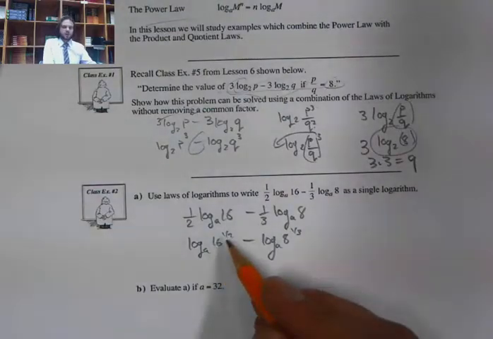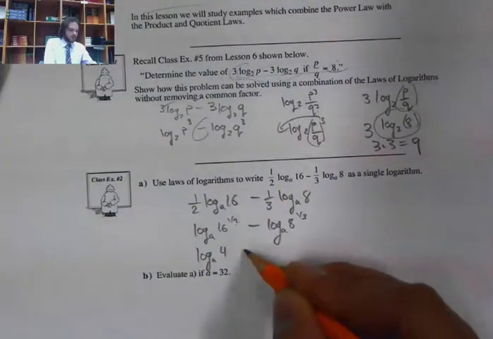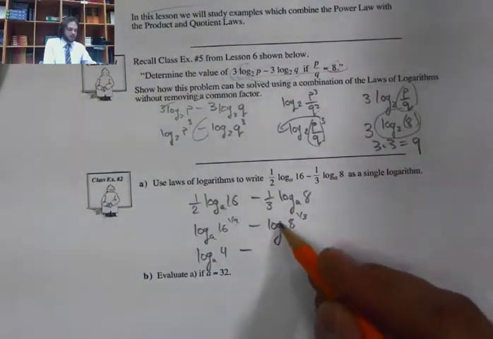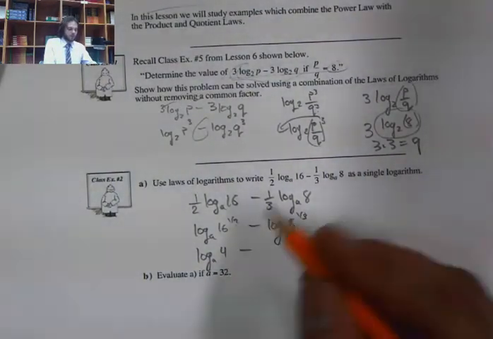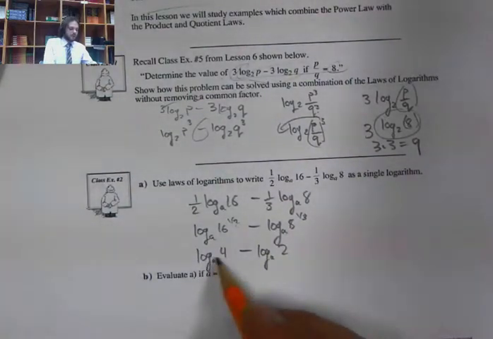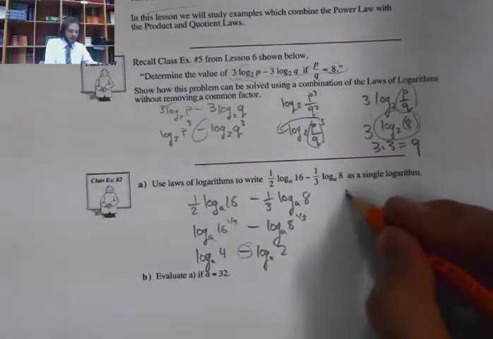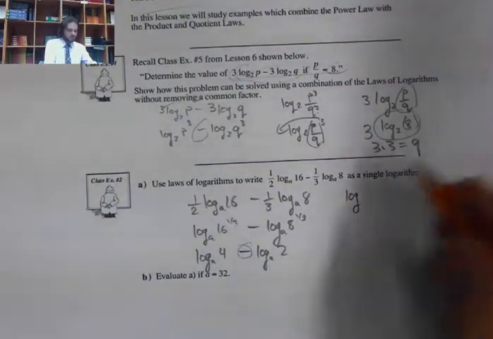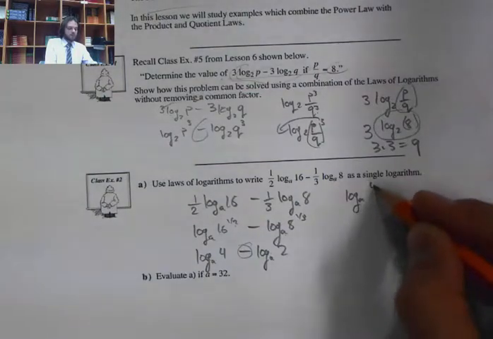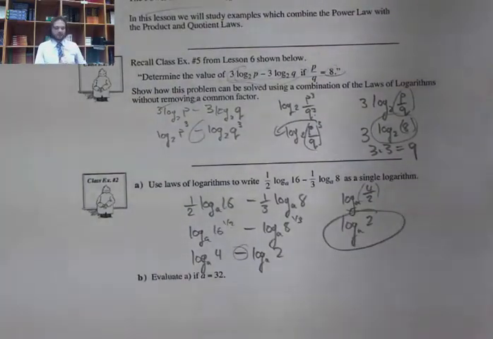Well, this is like saying the square root of 16, which is going to give me 4. Log a of 4. Subtract. This here is like saying the cube root of 8, which is going to be 2. Log a of 2. Now the subtraction means we can divide. So we're going to have log base a of 4 over 2, which gives me log base a of 2 as my final answer. Nice and simplified. There we go.